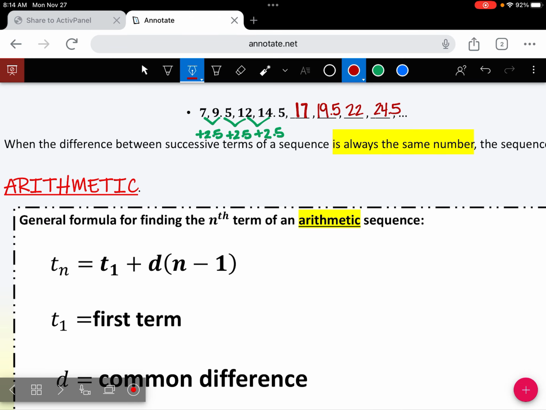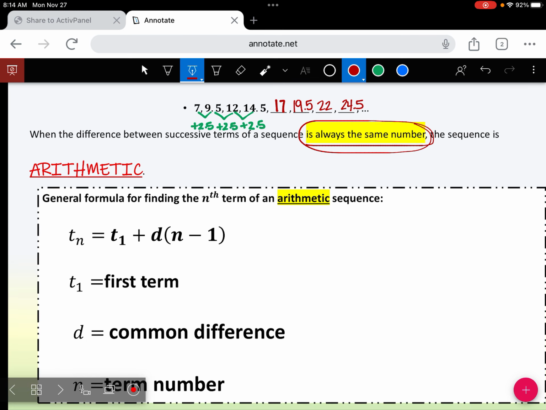All right, so when the difference between each term is always the same number, see how we're always going up by the same number, we call that an arithmetic sequence. Go ahead and fill that in. First, fill in the blank, and then fill in all of the terms within the box. So we're talking about arithmetic sequences today. Arithmetic means that it's always the same number.